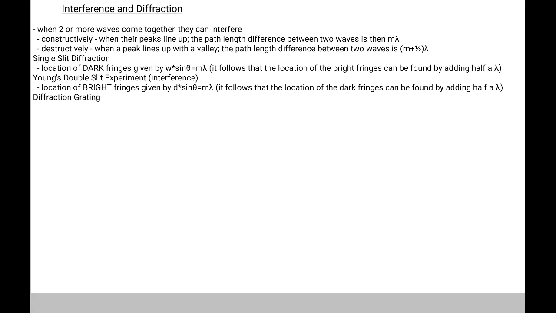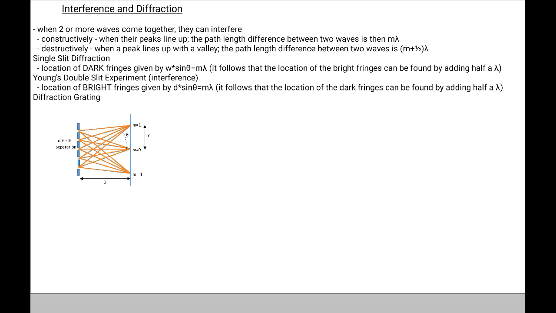A diffraction grating is a series of slits that looks like this. With the single slit diffraction, we had one slit. With Young's double slit, we had two slits. Now we have a multitude of slits, and I only have 1, 2, 3, 4, 5 here, but there are lots and lots of them. And now we call the slit separation d.